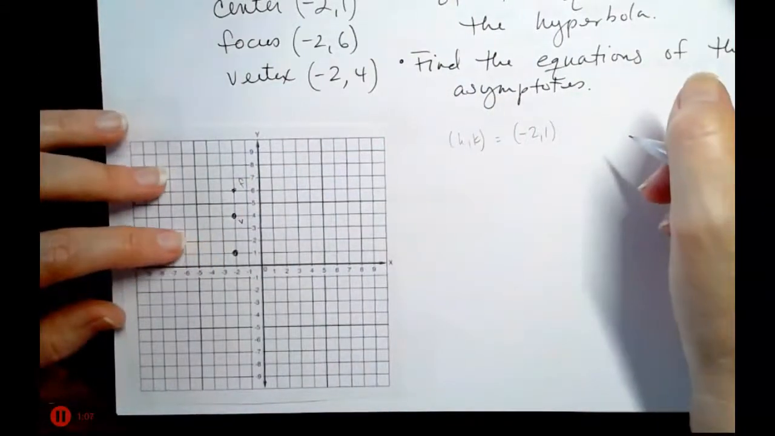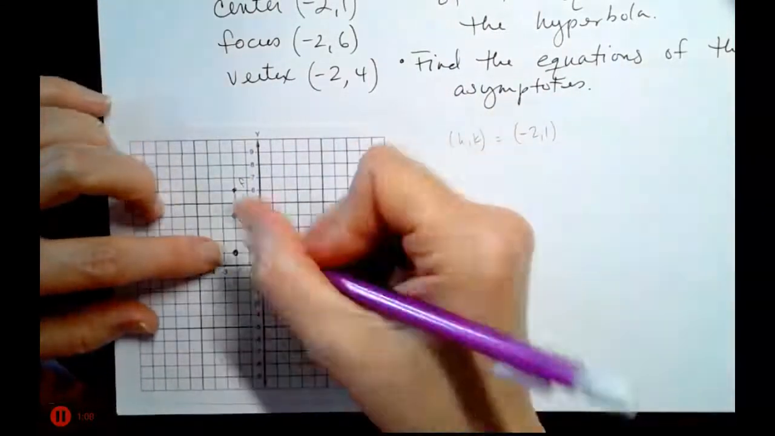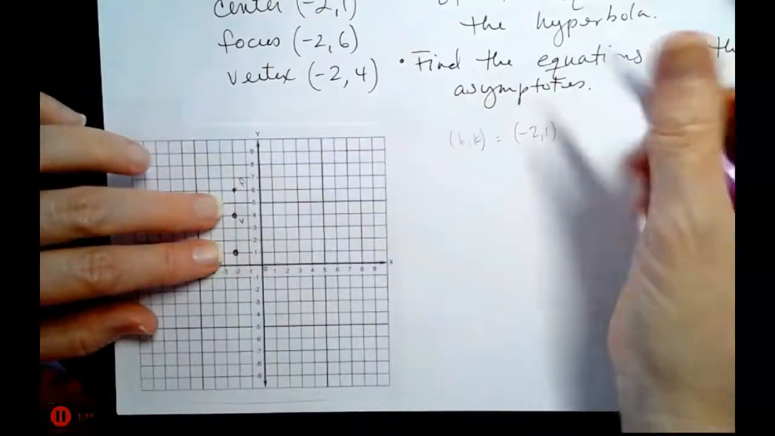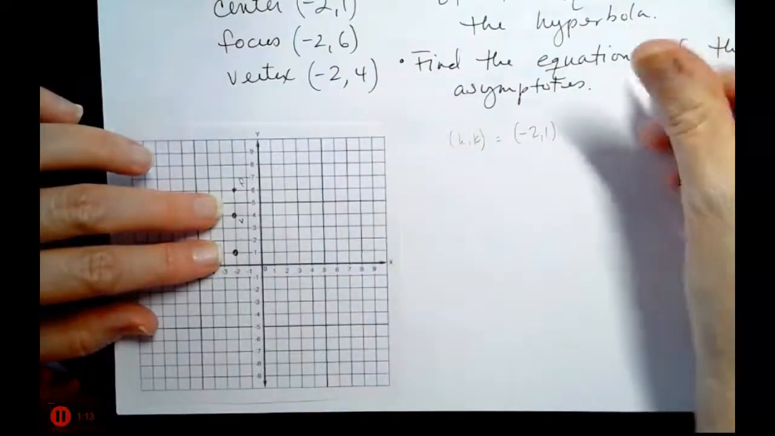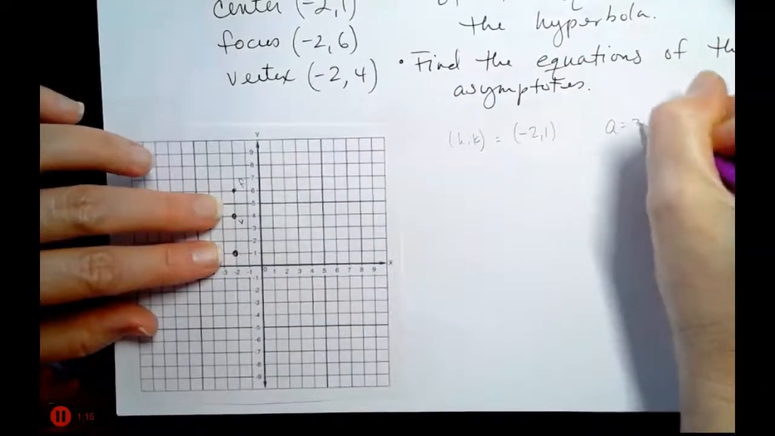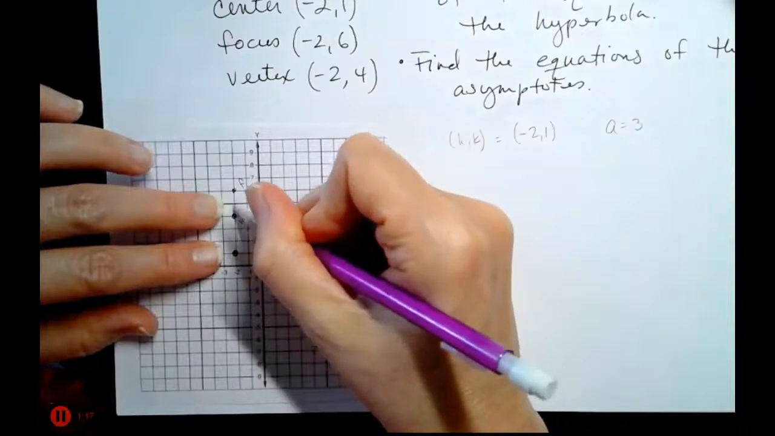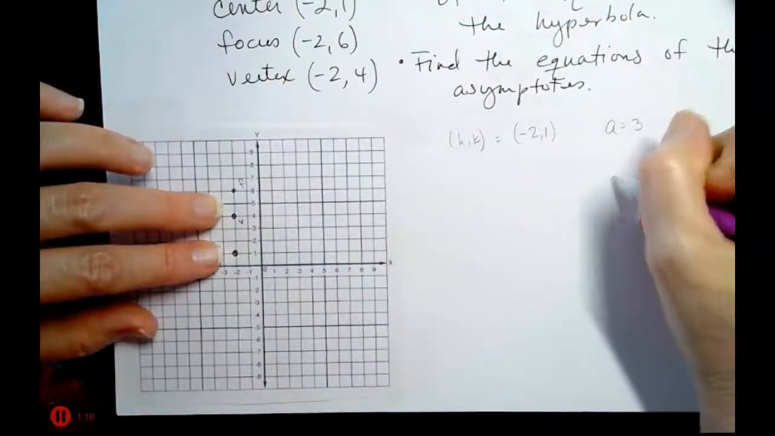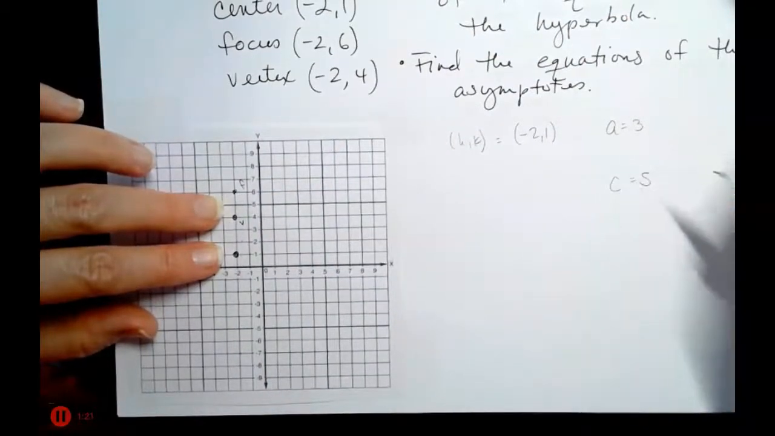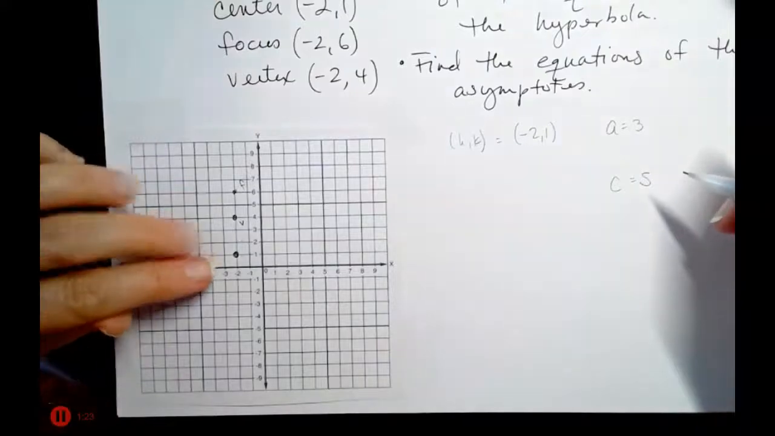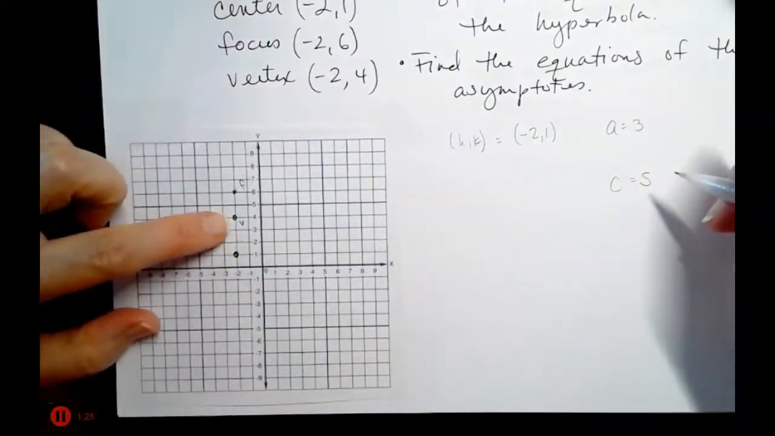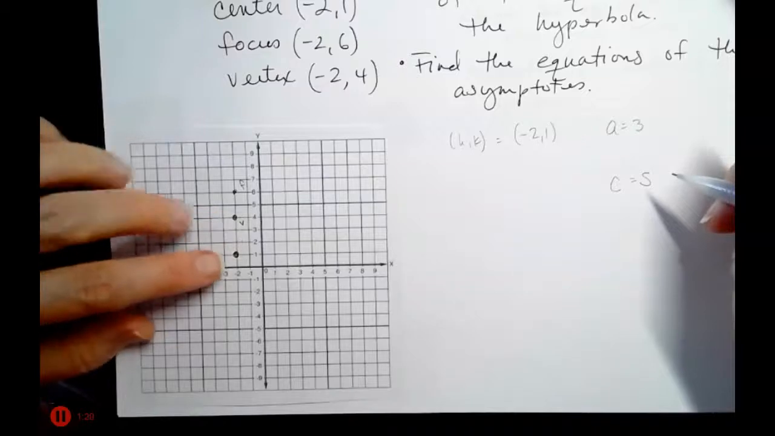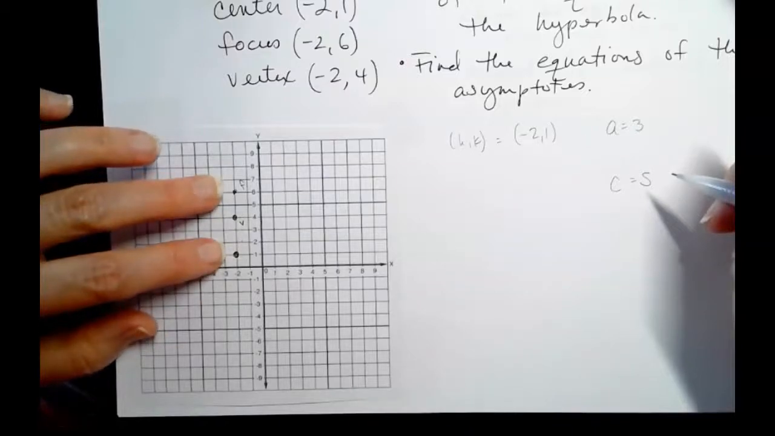So let's think about what this means. If this is my center point and this is my vertex, 1, 2, 3, my A value is 3. 1, 2, 3, 4, 5. My C value is 5. Because A is the distance from the center to a vertex, just like it is in the ellipse. It's the same in the hyperbola. And C is the distance from the center to a focus.